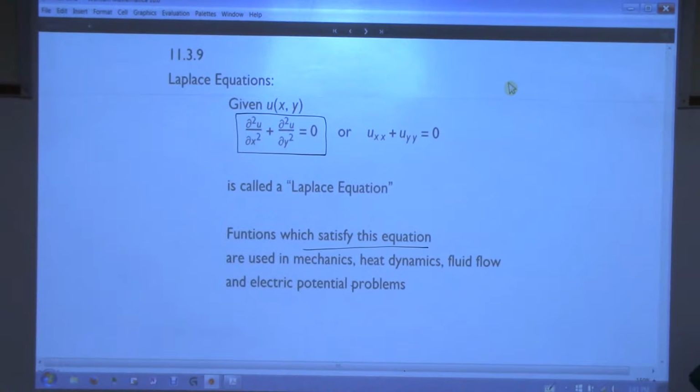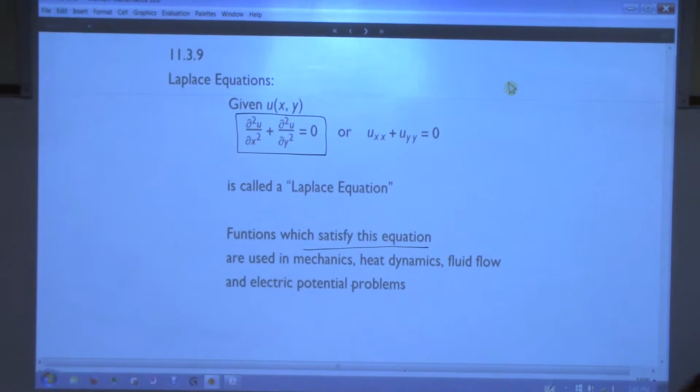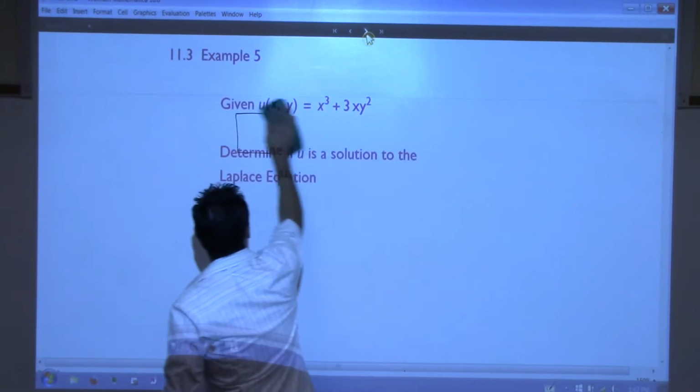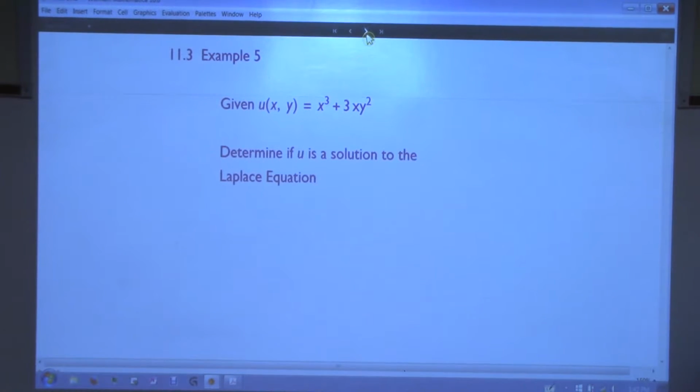functions which satisfy that equation are known to satisfy the Laplace equation. That's all they are. It's just a whole category. But you have to check them, all right? Here we go. Determine if this function is a solution to the Laplace equation. Is that a solution? So what you're going to check is to see if that equation that we just had a second ago is true.